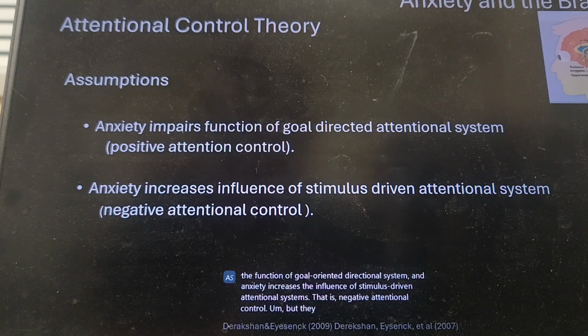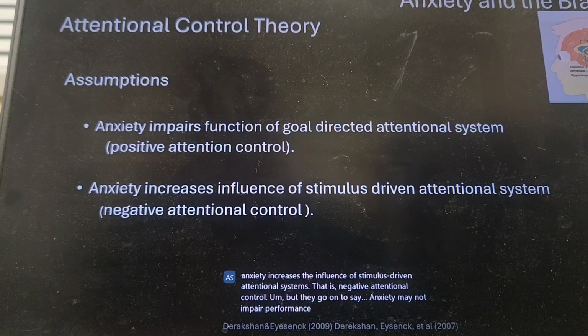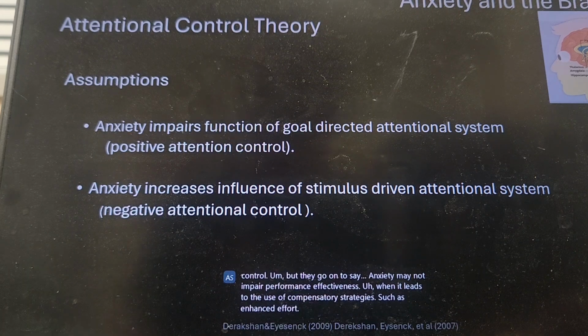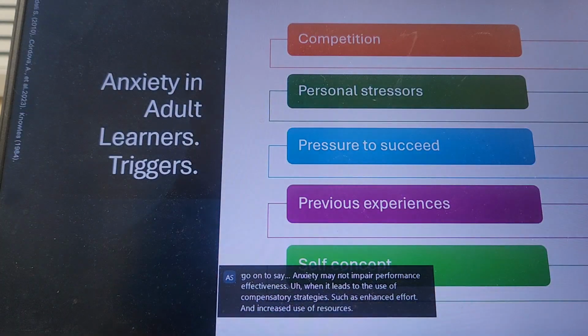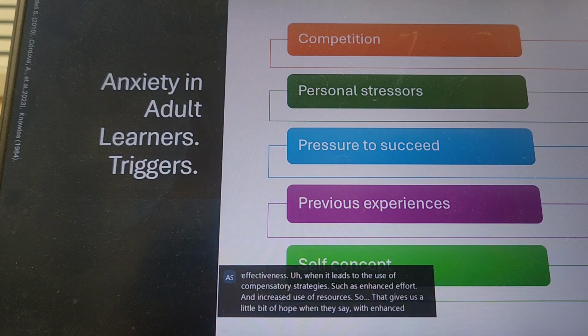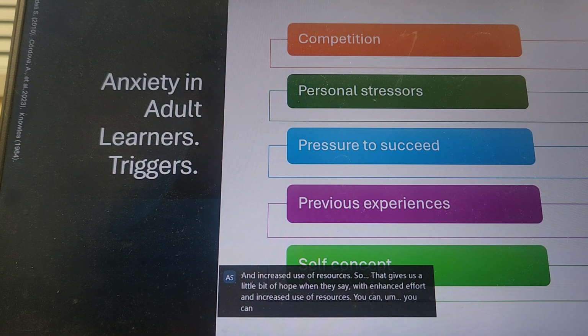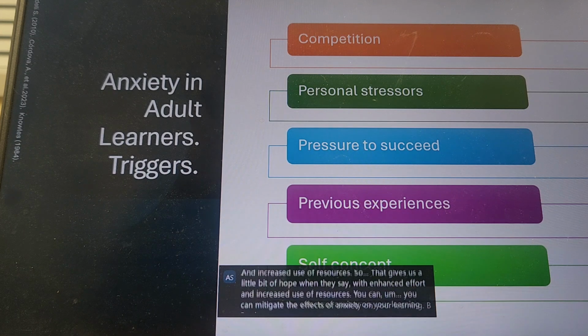But they go on to say anxiety may not impair performance effectiveness when it leads to the use of compensatory strategies, such as enhanced effort and increased use of resources. So that gives us a little bit of hope. With enhanced effort and increased use of resources, you can mitigate the effects of anxiety on your learning. But it requires more effort.